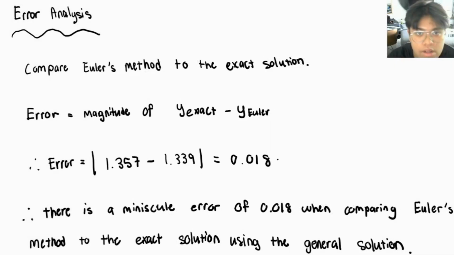Now let us take a look at error analysis, which is basically the magnitude of y exact minus y Euler, which will have a value of 0.018. There's a minuscule error of 0.018 when comparing Euler's method to the exact solution using the general solution, and hence this shows how accurate Euler's method is when computing more advanced differential equations, which is also one of its more important uses.